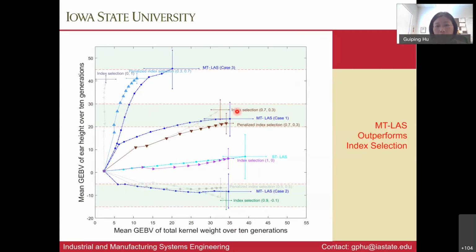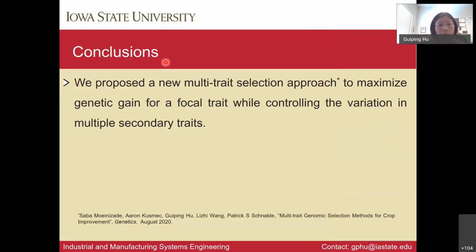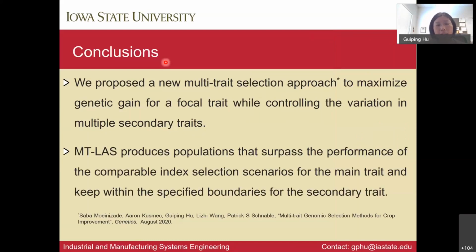So as you can tell, for index selection, the best one we analyzed was 0.7 and 0.3 as the weights, and it cannot outperform. So the multi-trait is outperforming the index selection, and same for the others. And in some of the cases, it cannot even satisfy the criteria, which is trying to bring up the trait to this light green region. Okay, so again, this is to summarize.